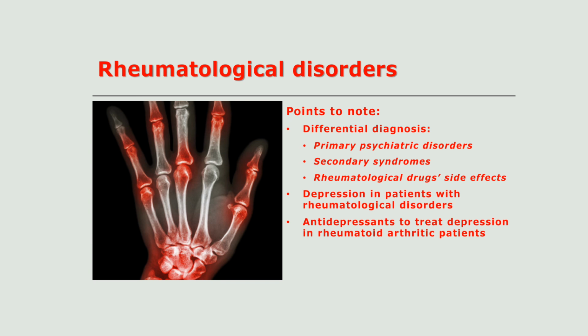Third, evidence from randomized controlled trial studies shows that antidepressants are effective in treating depression in patients that have been diagnosed with rheumatoid arthritis. Amongst all of the drugs that are used in treating rheumatological disorders, corticosteroids show the highest likelihood of causing psychiatric side effects.